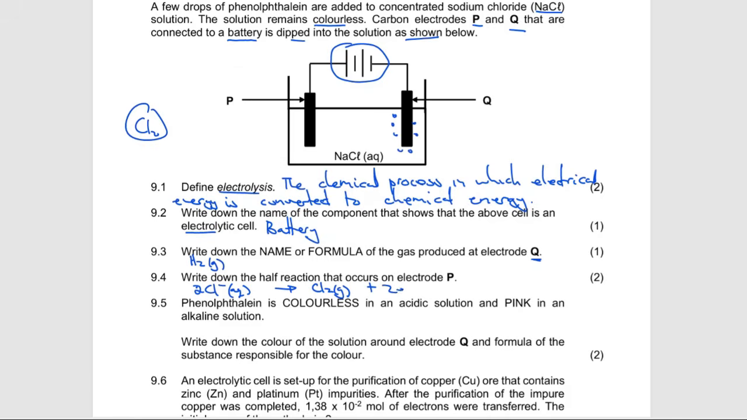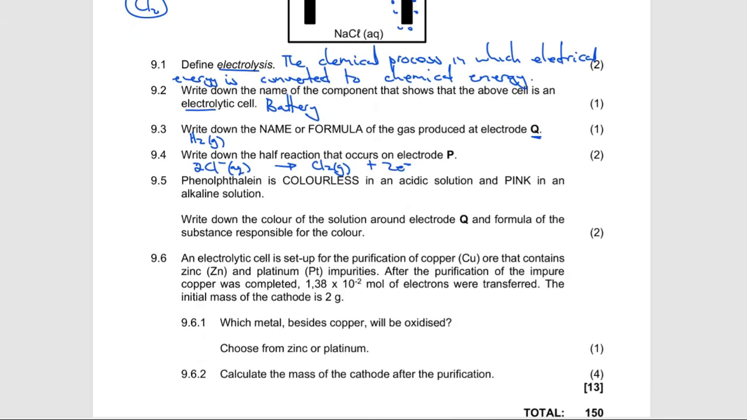I'm going to say plus 2 electrons like that. So this is what you're going to have there. Then they are saying 9.5 there. Phenolphthalein is colorless in an acidic solution and pink in an alkaline solution, right?